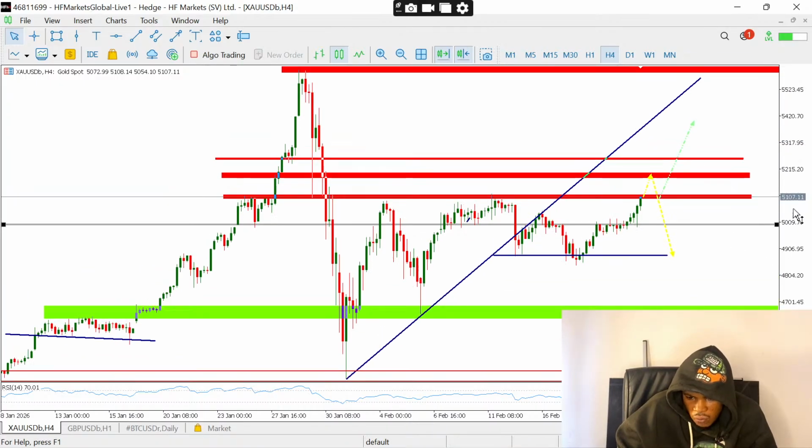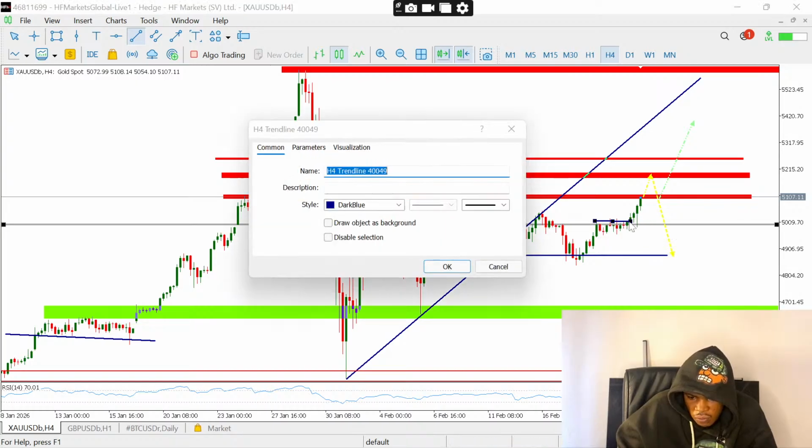It would have been a winning trade, which you can see right here. Yeah, it would have been a winning trade.